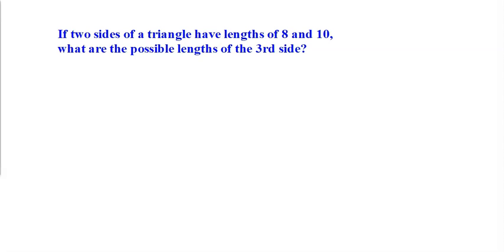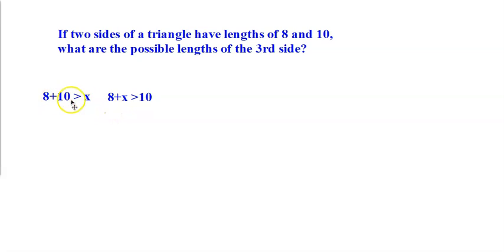So if we have two sides of a triangle with a length of 8 and 10, what are the possible lengths of the third side? Well, you got a couple possibilities. Either 8 and 10 are the short sides, and you're looking for the long side, in which case 8 plus 10 has to be bigger than that third side. Or you have 10 is the long side, in which case 8 plus whatever the third side is has to be more than 10. So you've got two different things to look at.